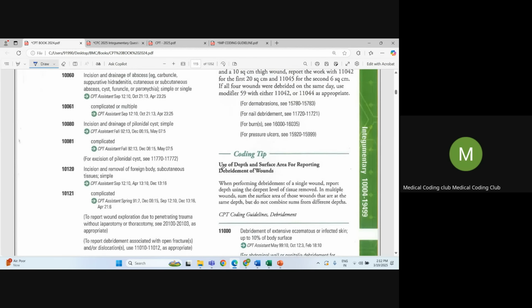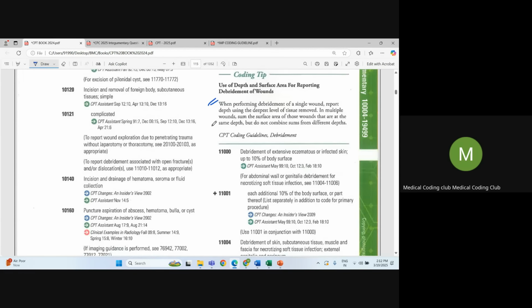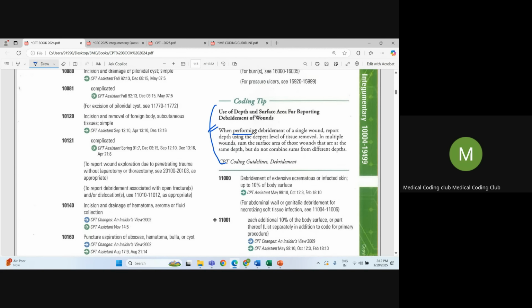This is the coding guideline you can see here. When performing the debridement of a single wound, report the depth using the deepest level of tissue removed. And for multiple wounds, sum the surface area of those wounds that are at the same depth, but do not combine the sum from different depths. This is the coding guideline we have for wound debridement.